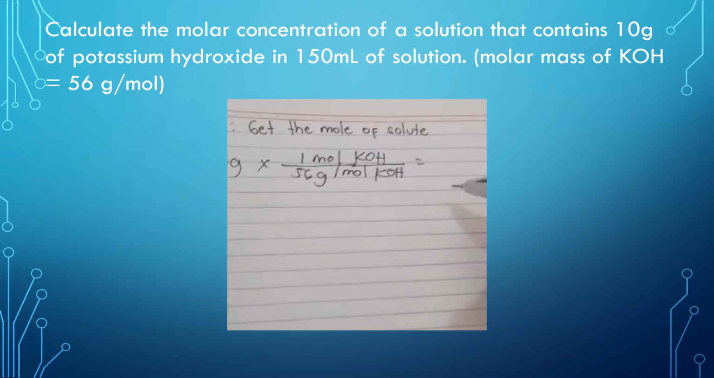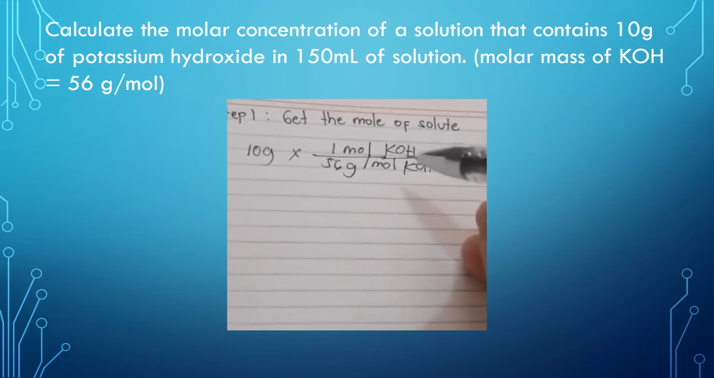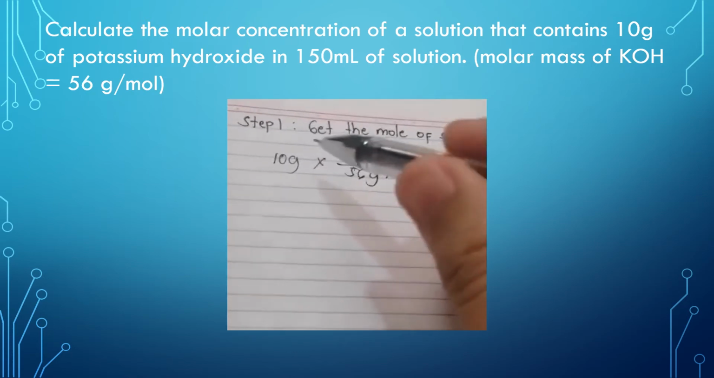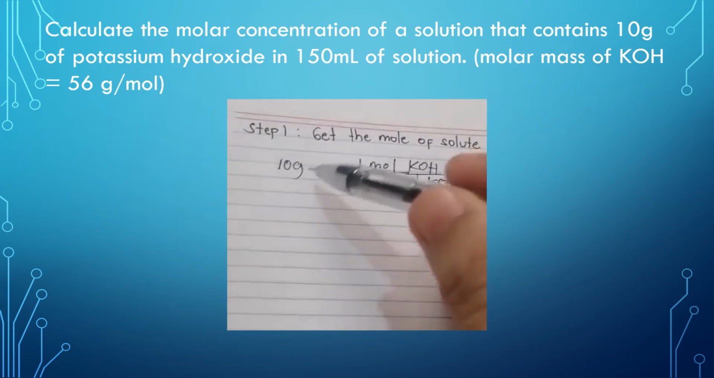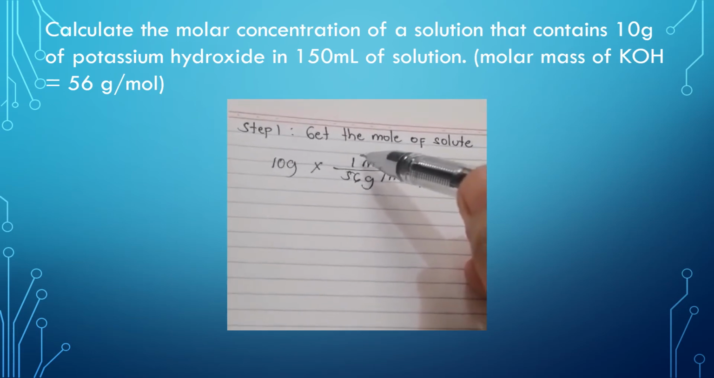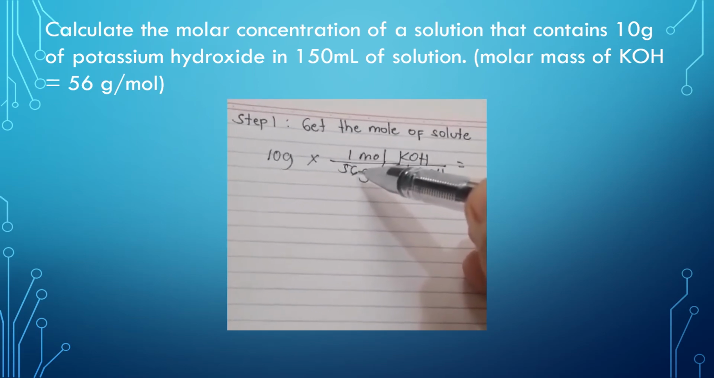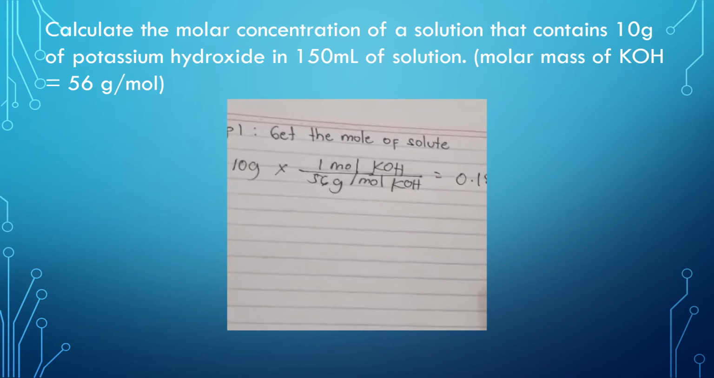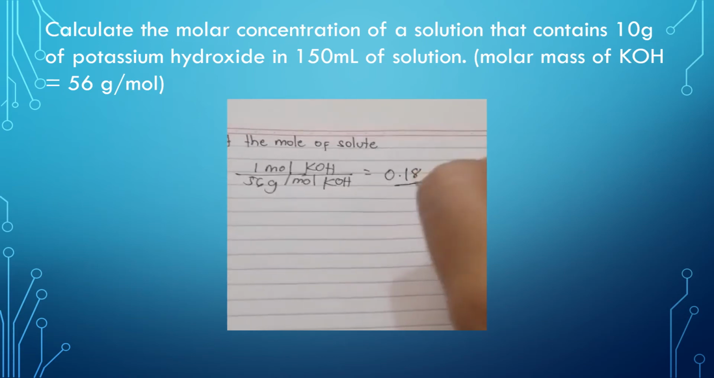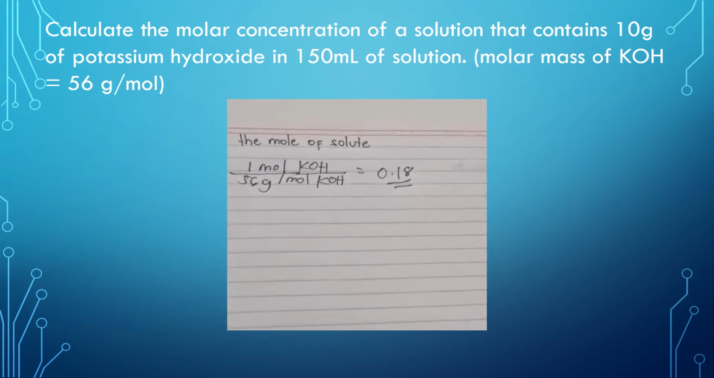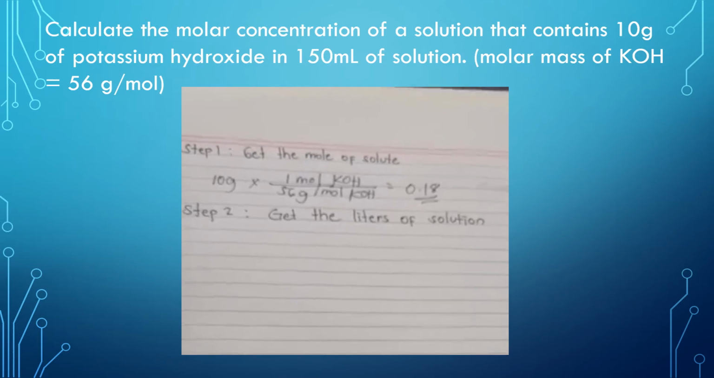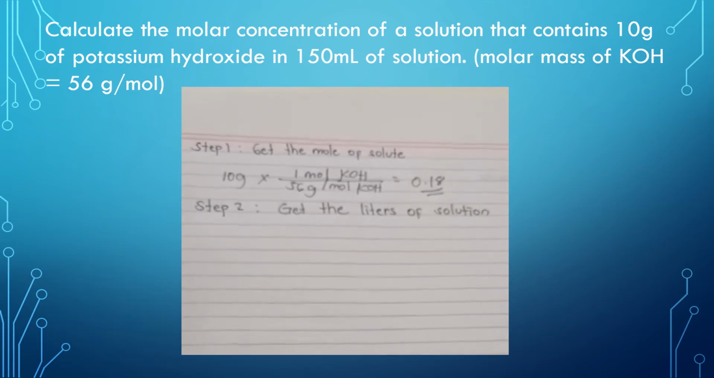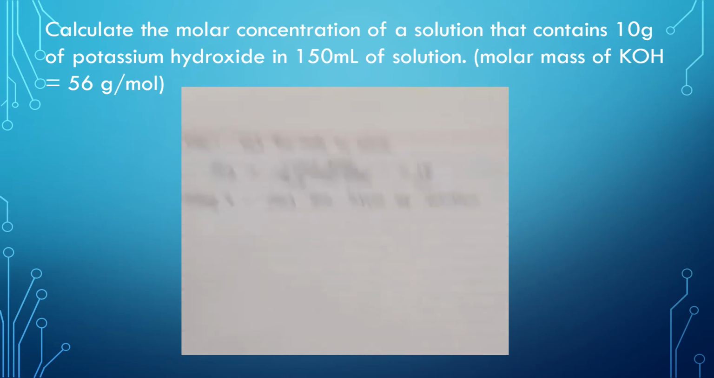Then, what we're going to do is to multiply this one. 10 times 1 is equal to 10 divided by 56. The answer will be 0.18. So, this is our mole of solute. Next step is to get the liters of solution. Now, how do we get the liters of solution?